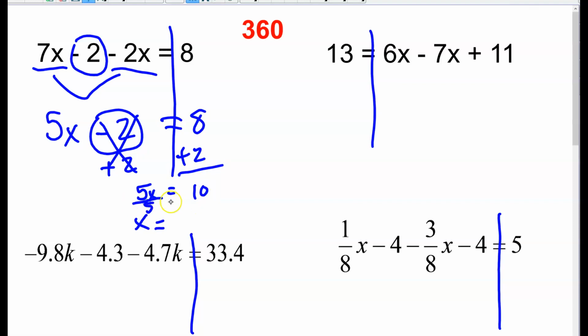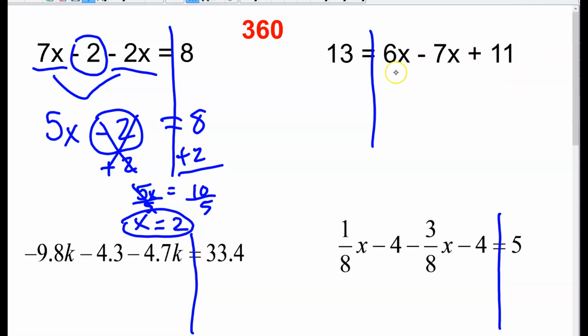My final step, since it's 5x, that is a multiplication step, right? 5 times x is equal to 10. So if I divide by 5 on both sides, I'm going to get my final answer. And I should get x equals 2 for this one. X equals 2, okay? If I look at this one over here, it's kind of the same thing except for the terms that I want to look to combine.